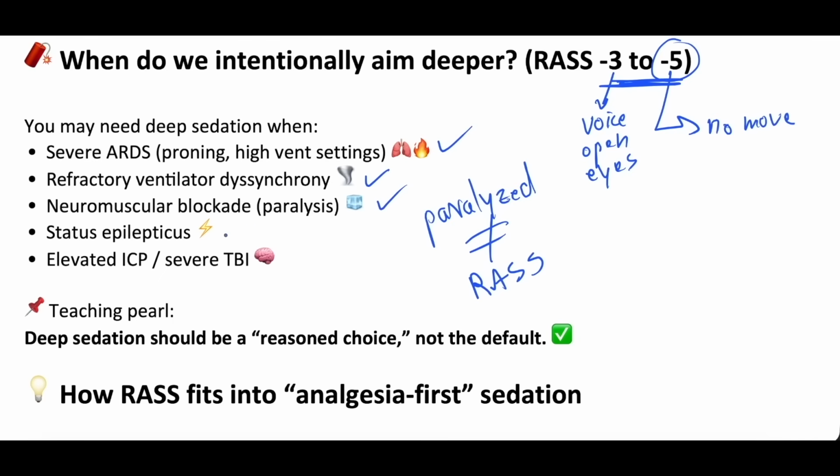Status epilepticus, sometimes if we cannot control seizures, we will end up suppressing them with high doses of sedation. And then elevated ICP and severe TBI, in some instances, again, you might deeply sedate a patient. So deep sedation should be a reasoned choice, something everybody talks about and makes a clinical decision. It should never be the default.